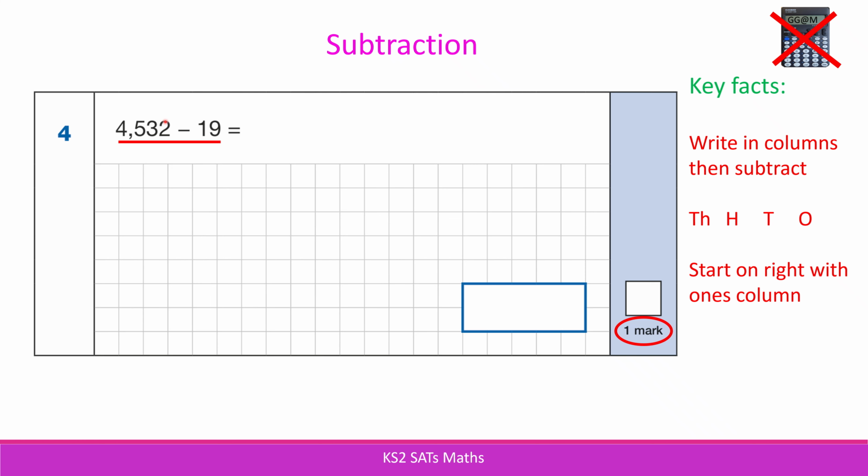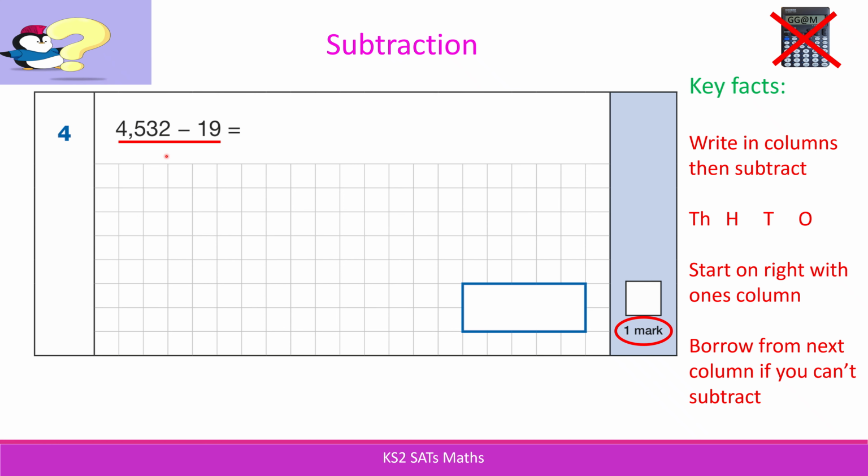Remember, when you subtract, always start with the right hand numbers, so the digits in the ones column. And if you can't subtract the number, so say you've got 1 take away 5, you can't do that. You have to borrow from the next tens column up. Press pause, have a go at working out the answer yourself, and then press play when you've got yourself an answer.